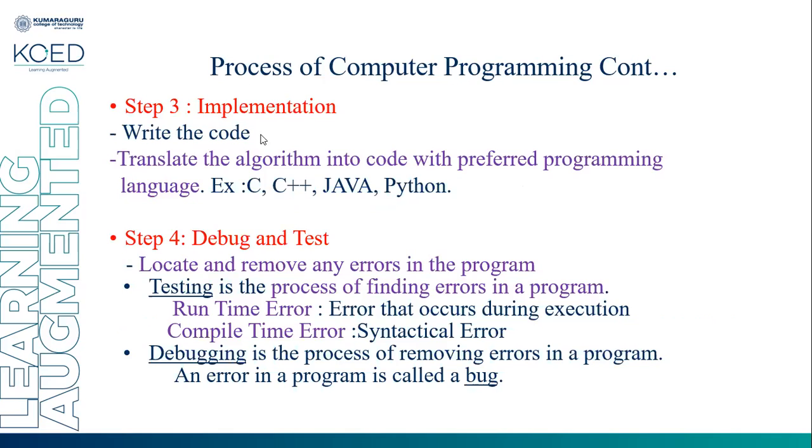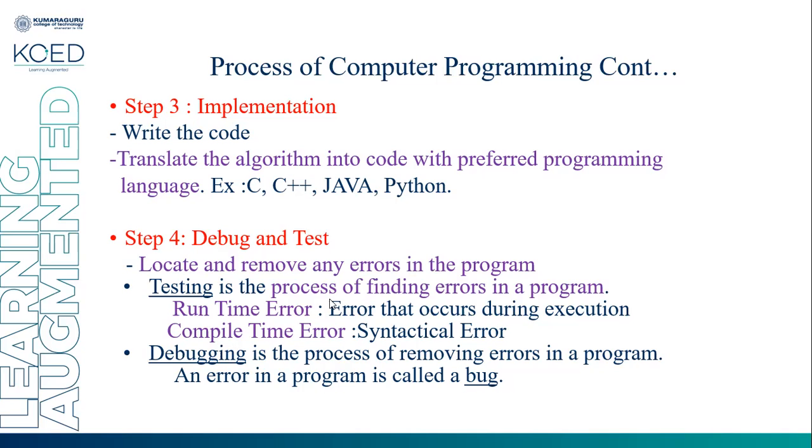Then implementation, write the code. Translate the algorithm into code with the preferred programming language such as C, C++, Java, Python, and so on. Debug and test. Locate and remove any error in the program, which is the main core of this step. Testing is the process of finding errors in a program. We classify errors into two types: runtime error and compile time error. Runtime error means errors that occur during execution. Compile time error means a syntactic error, made by mistakes while coding a program. When we run the compiler, it will produce some errors. Those are known as syntactical errors.